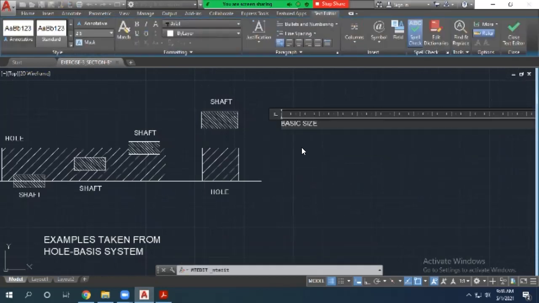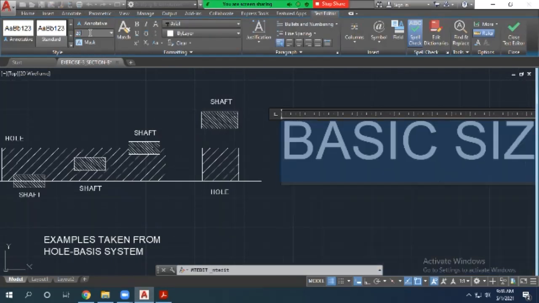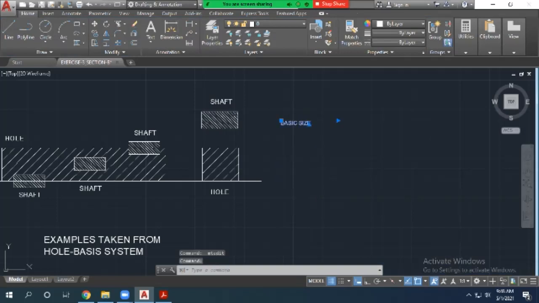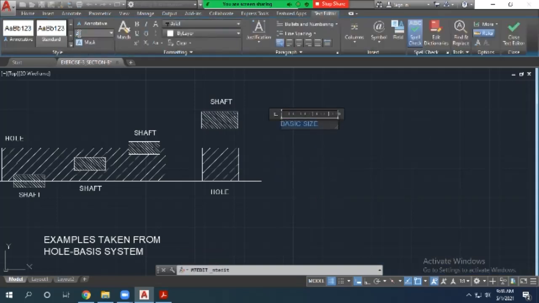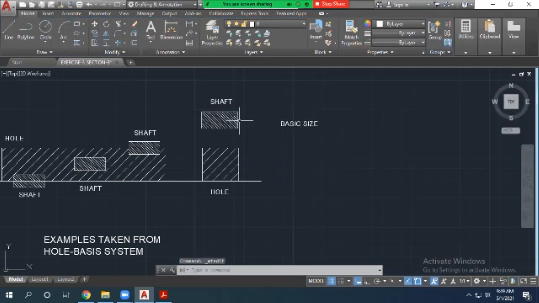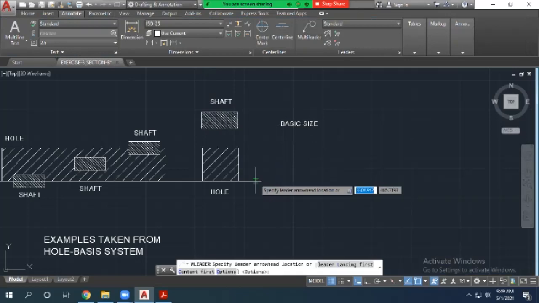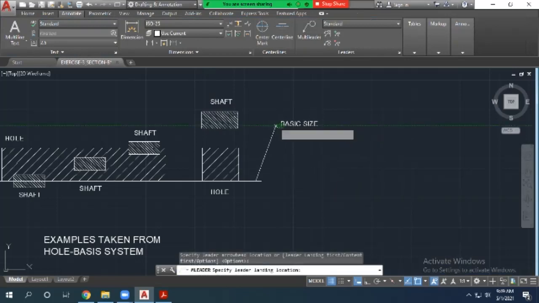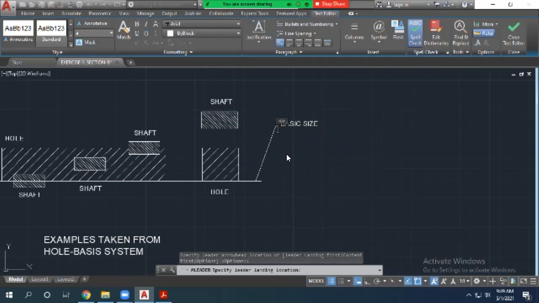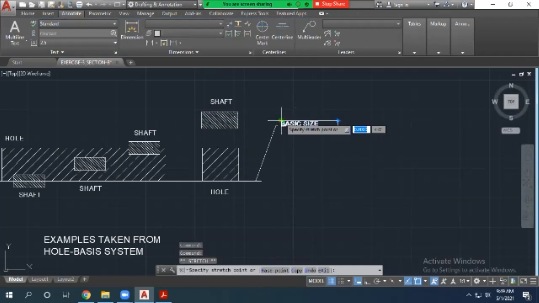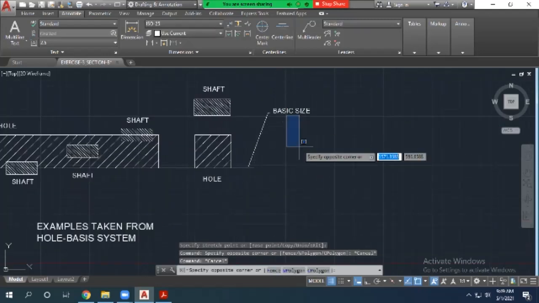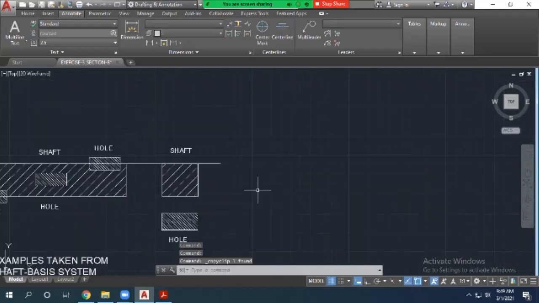Okay, too small. Or maybe 25. Okay, and maybe with the help of a leader line, multi leader, we can specify that this is the basic size. Okay. And we'll copy that. Control C, Control V.